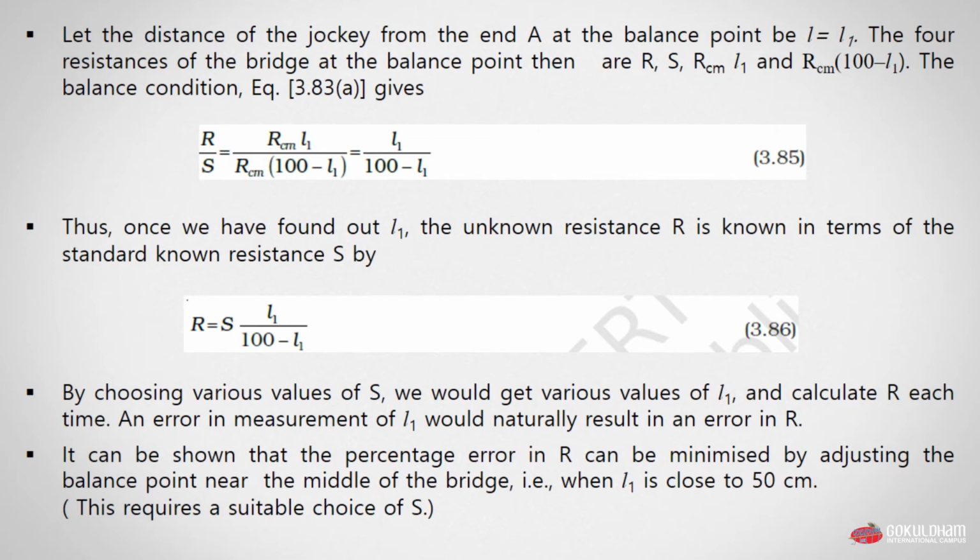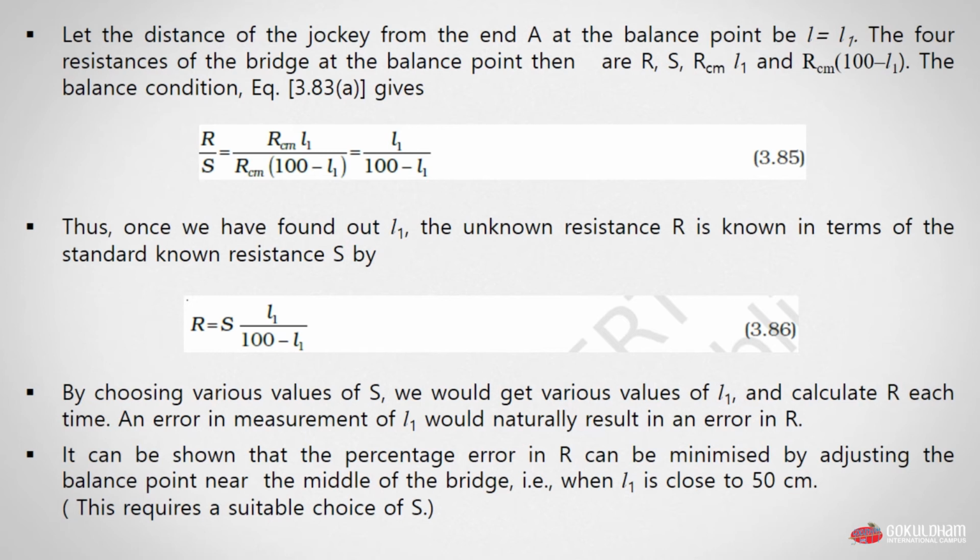Thus, once we find l1, the unknown resistance R is known in terms of the standard known resistance S by R is equal to S into l1 divided by (100 minus l1). Means from equation 3.85, if we want to get the value of unknown resistance R, we can simply move the S from the denominator to the right hand side of the equation, and when we put it on the right hand side it will go in multiplication and we will get R is equal to S into l1 divided by (100 minus l1) as our equation 3.86. Here we got the value of our unknown resistance R.